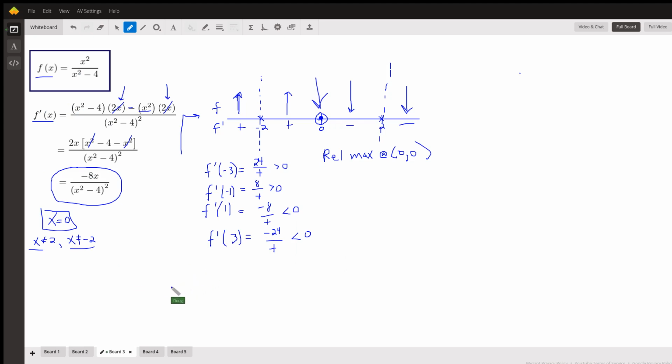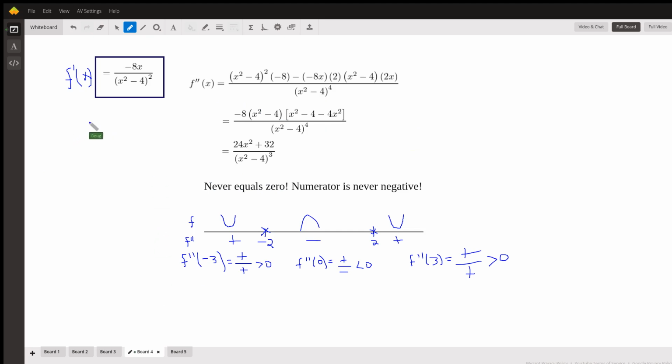As far as the second derivative, here's the first derivative. Apply the quotient rule again: denominator times the derivative of the numerator minus the numerator times the derivative of the denominator. That's what all this is. Power rule, followed by the chain rule.